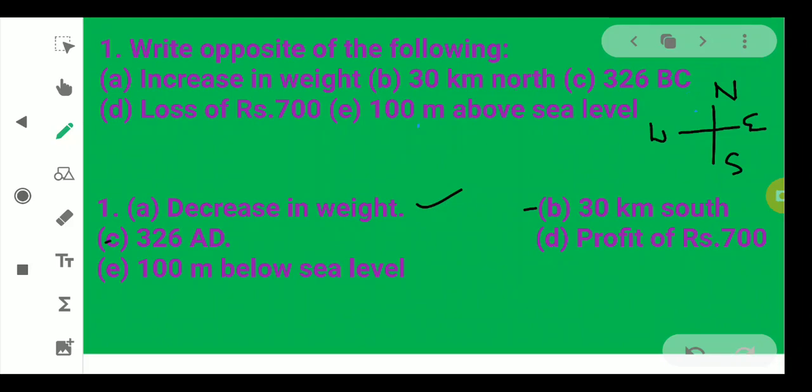Now loss of rupees 700. So we are losing 700. So opposite will be gaining. So we can say either profit of 700 or gain of 700.